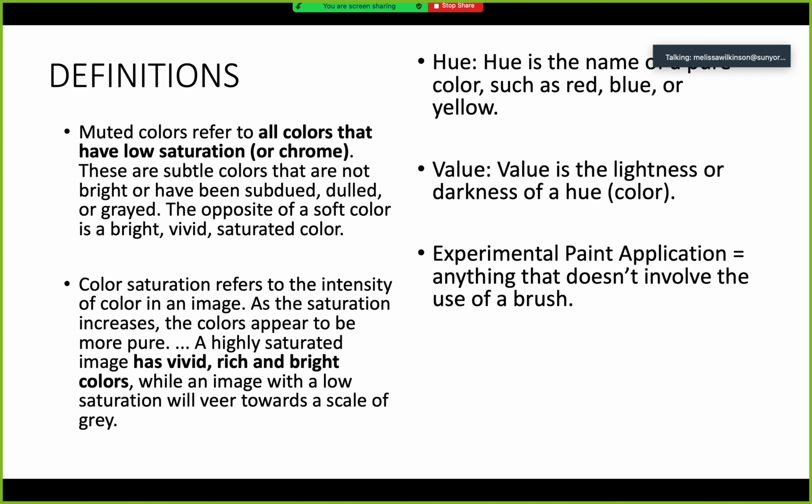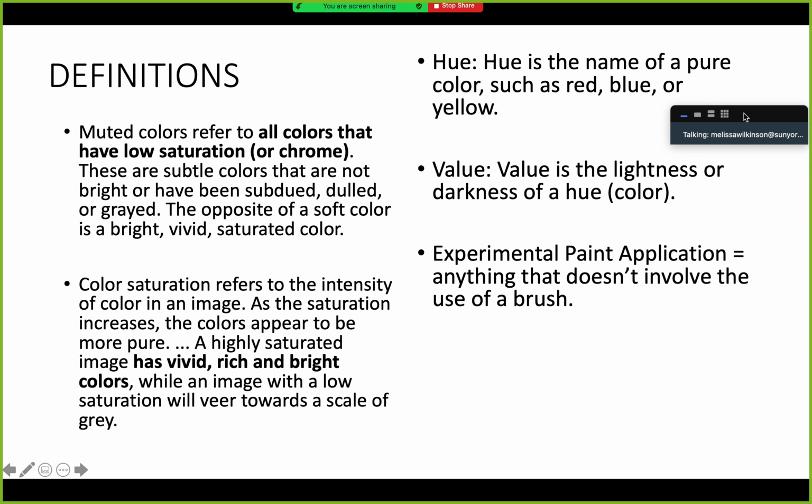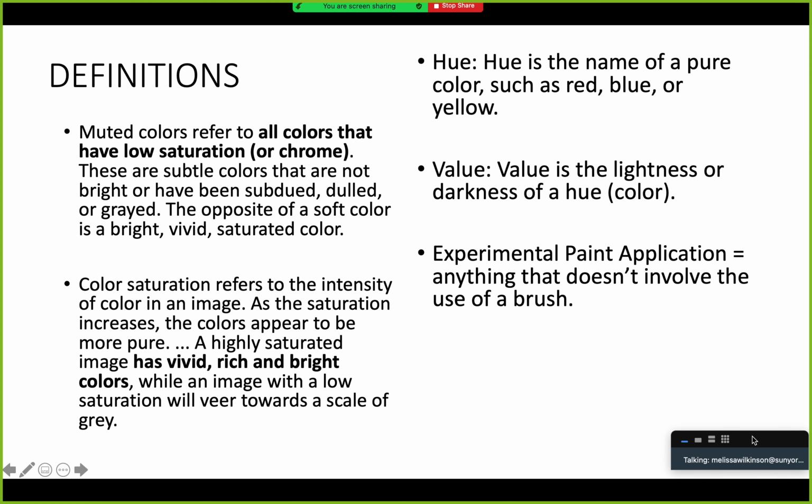Okay? All right. So I've got hue. Hue is the name of a pure color, such as red, blue, or yellow, right? It can be also green or blue. Value is just referring to the lightness or darkness of a color. And then we have one term that's going to be brand new to this.